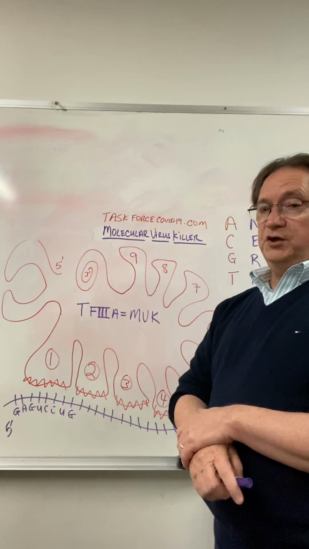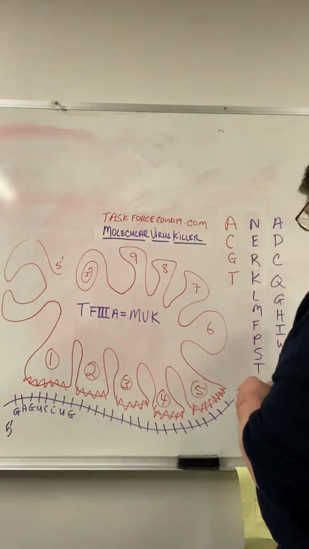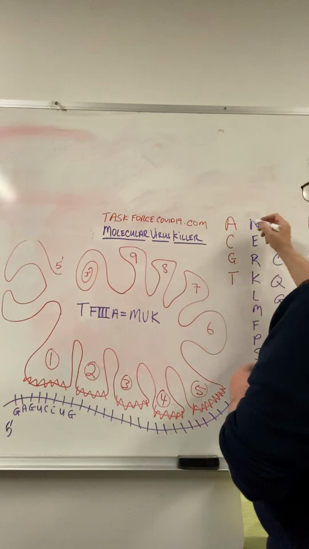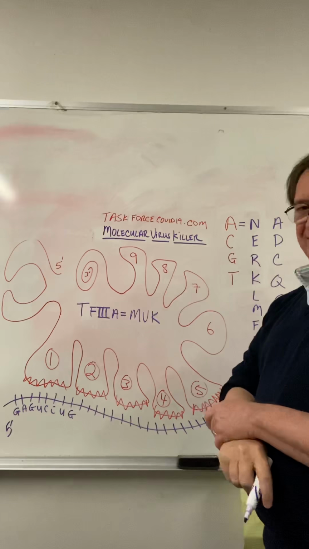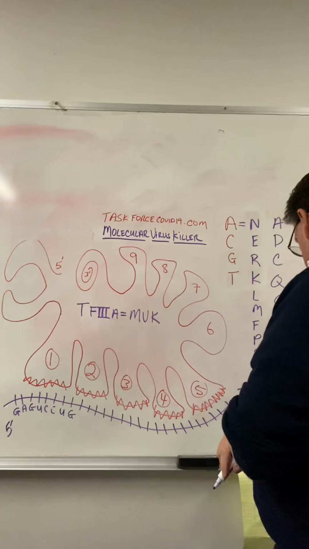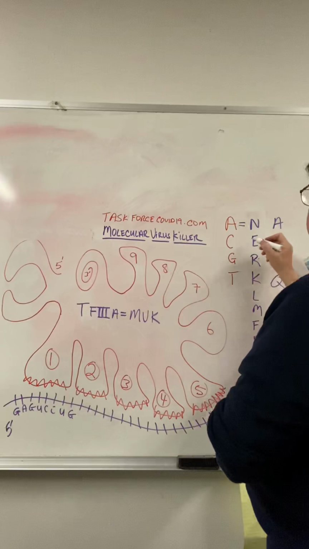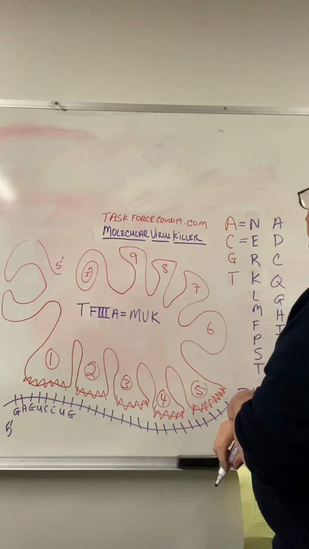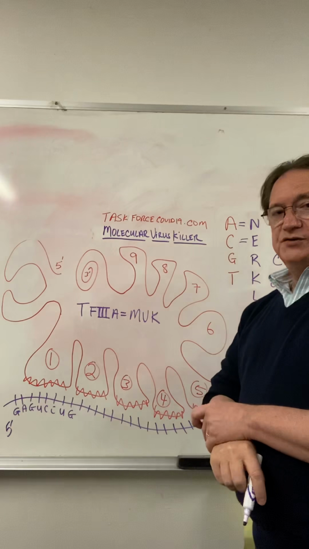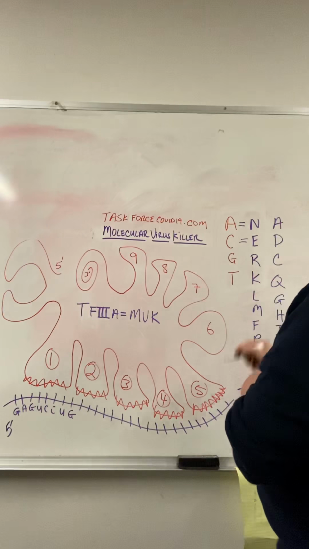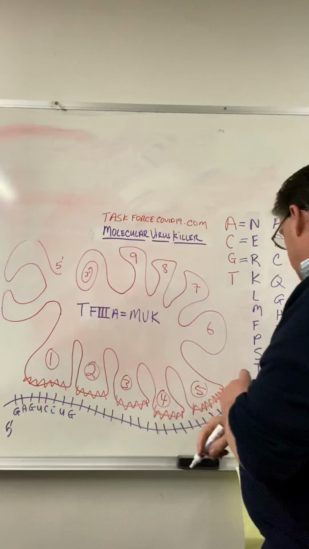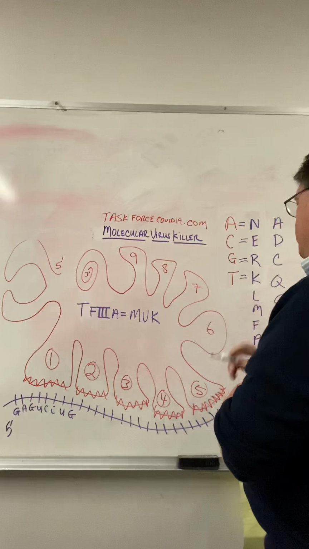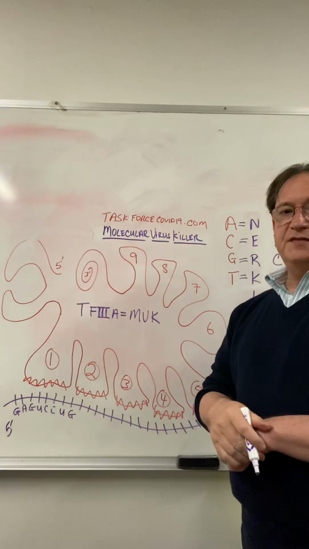What he was able to determine was that the amino acid asparagine, which is represented by N, attaches to adenine, which is one of the nucleotides. That glutamic acid, which is represented by E, binds to cytosine. That arginine, which is represented by R, binds tightly to guanine. And lysine, which is represented by K, binds to thymine.